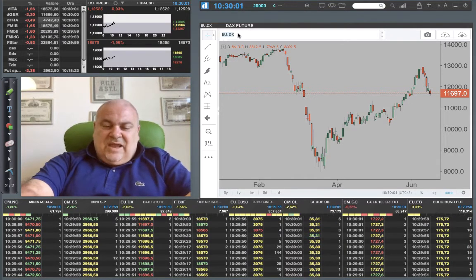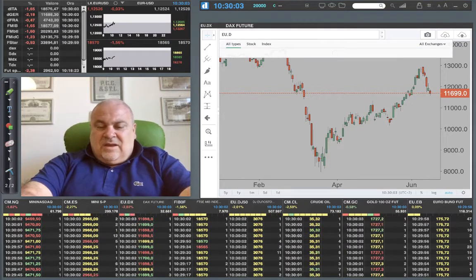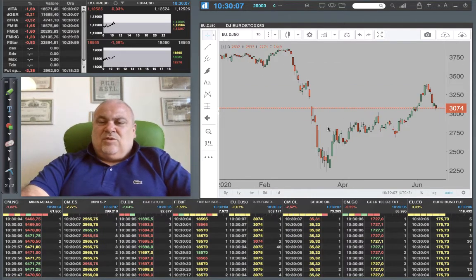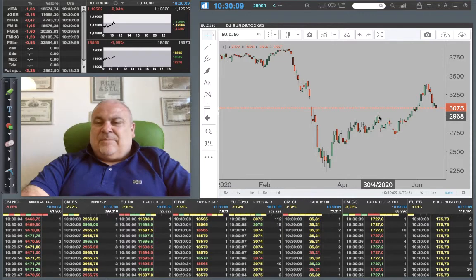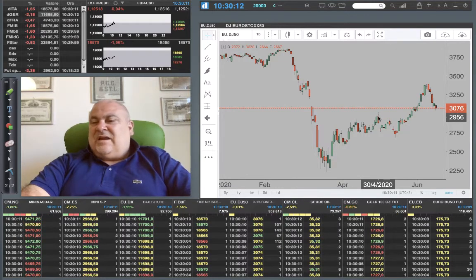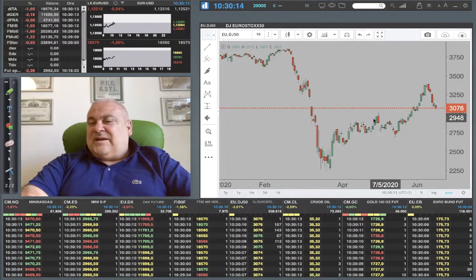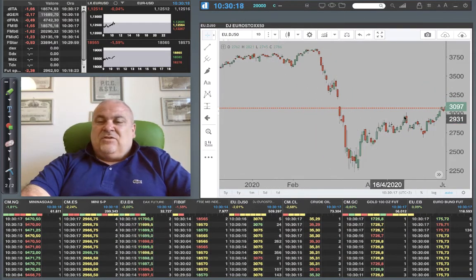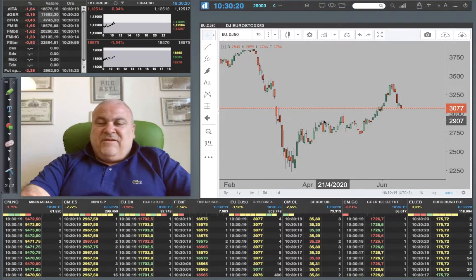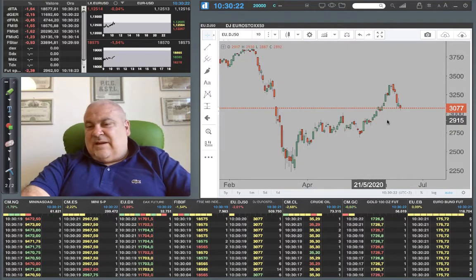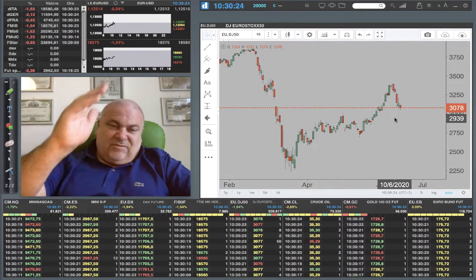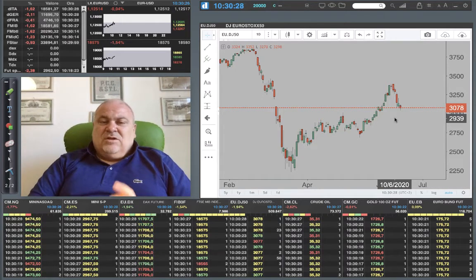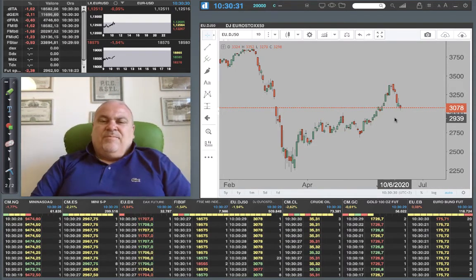And then again, we have to look at the Eurostoxx 50 that I'm showing you right now. And again, we have a support here that is 2,950. So this is the main support that we can see here, 2,945, 2,950 is more or less the support that, in case of a continuation of the downtrend, the market will face very soon. So this is the situation.